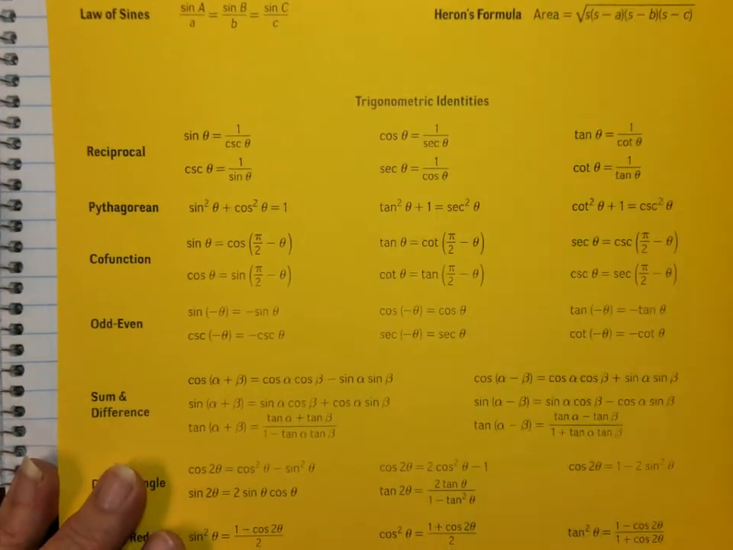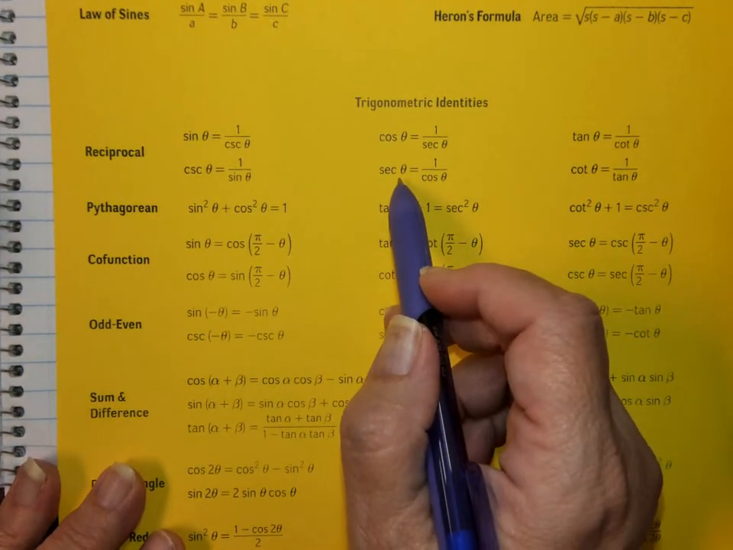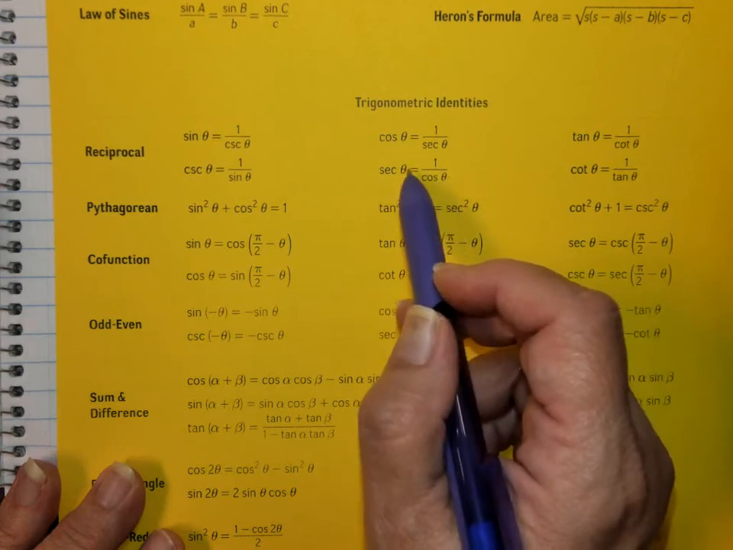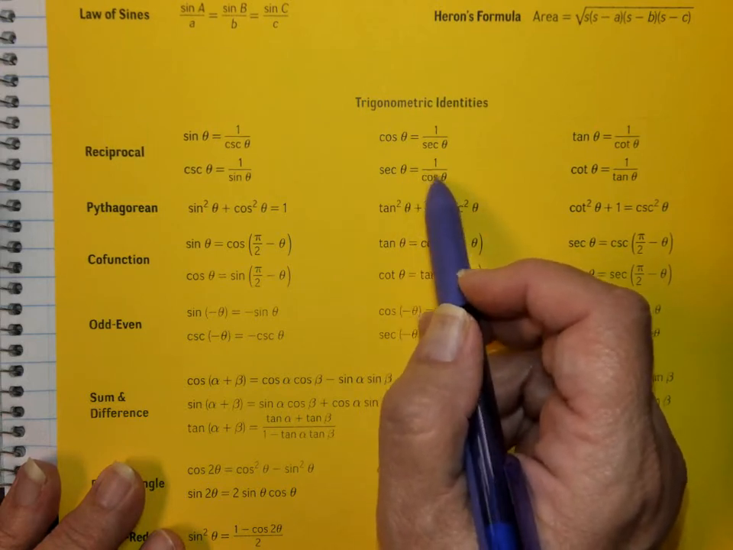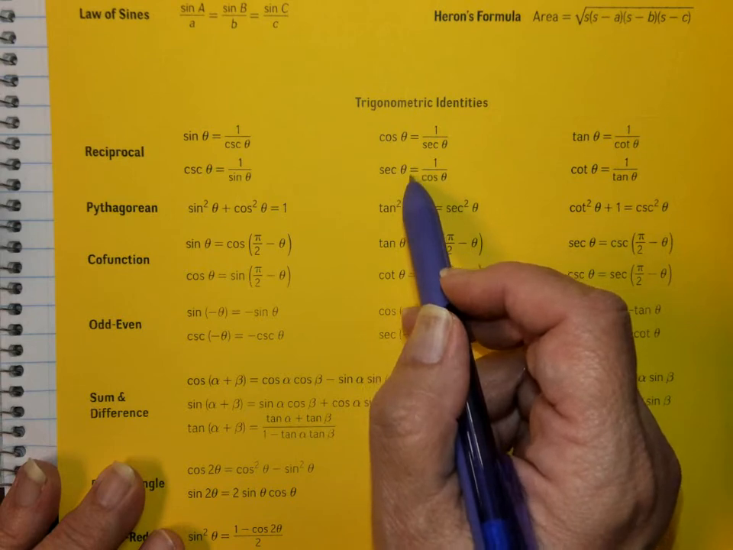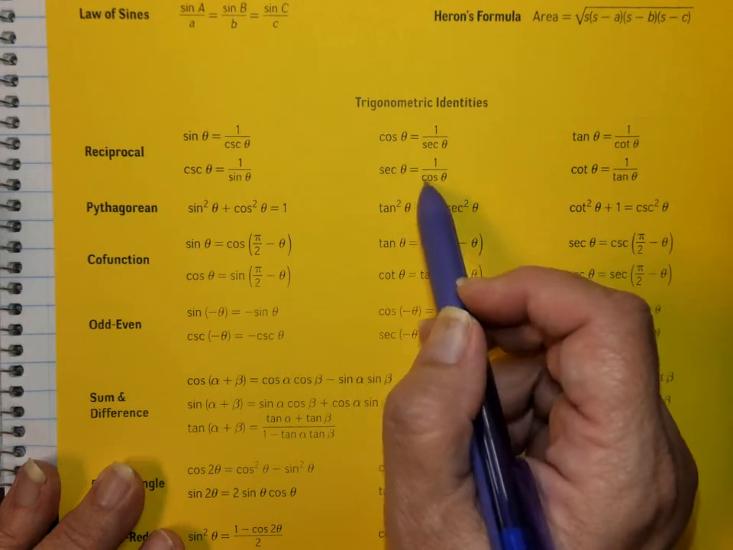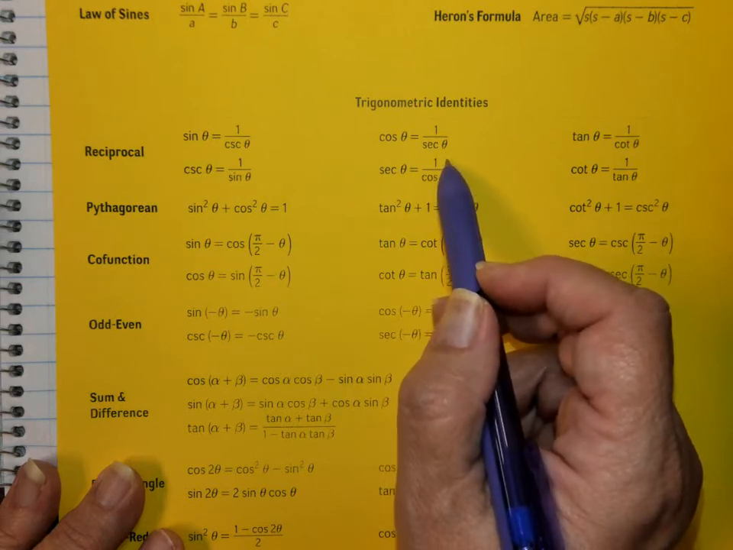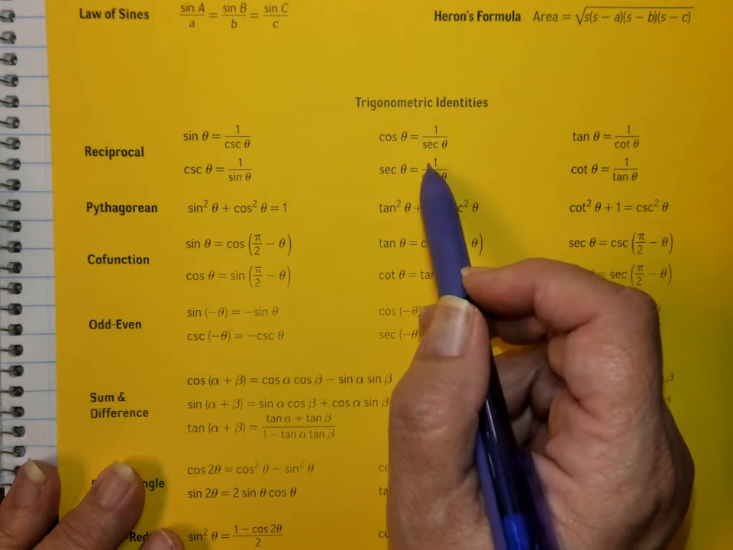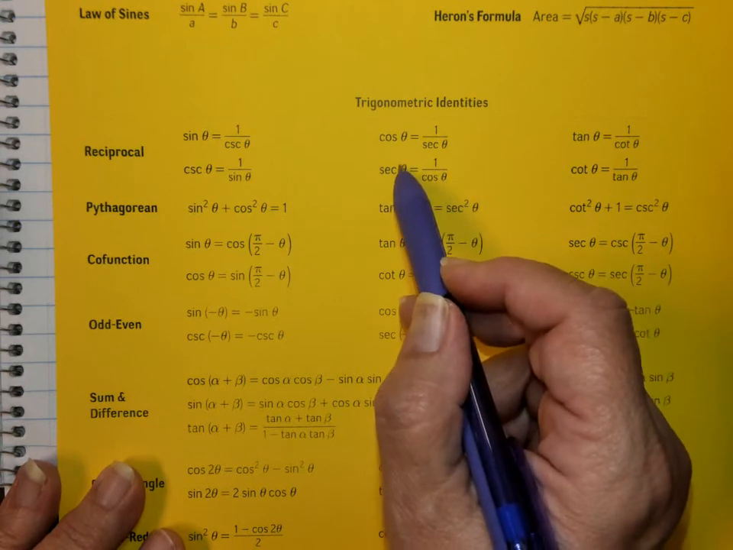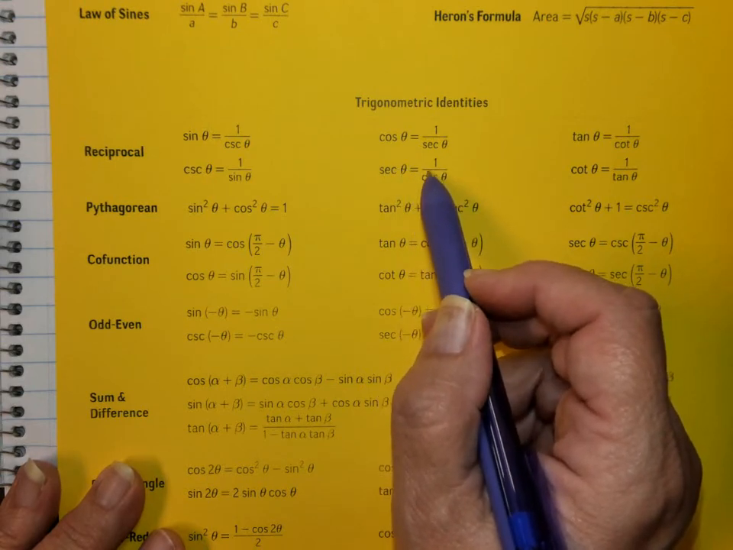So here's something about your reciprocal functions. If I have secant theta equals 1 over cosine theta, well, what happens if I square both sides? If I square this side, it'll be secant squared theta. And if I square this side, it'll be 1 squared, 1 times 1 is still 1, over cosine squared theta. So secant squared theta is the same as 1 over cosine squared theta.